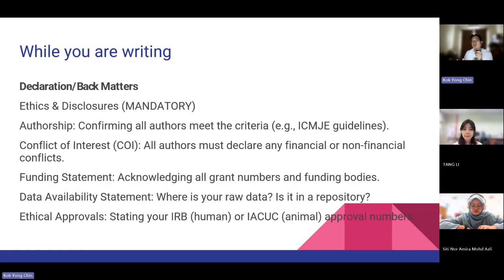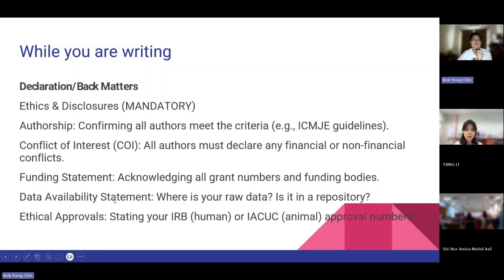Sometimes we deposit all the raw data in a database, and the reader can actually get the data and analyze themselves. If the data is not available to the readers, you have to explain why the data is not available. Is it because the funding body bans you from sharing the data, or the data is very sensitive? You have to say it out.